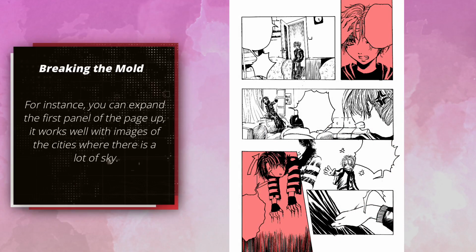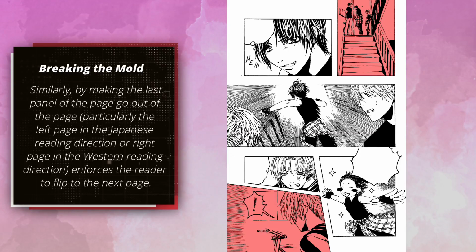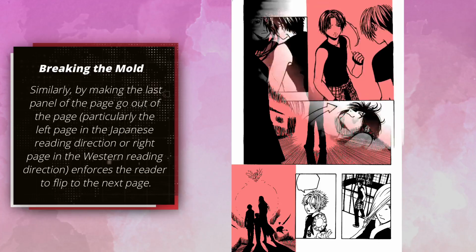For instance, you can expand the first panel of the page up. It works well with images of the cities where there's a lot of sky. By expanding the panel up, you signalize that this is really the first panel and the reader is automatically drawn to it. Similarly, by making the last panel of the page go out of the page, particularly on the left page in the Japanese reading direction or the right page in the Western reading direction, it enforces the reader to flip to the next page.